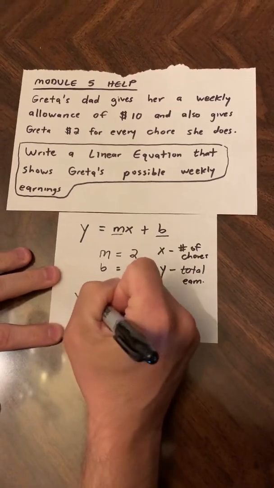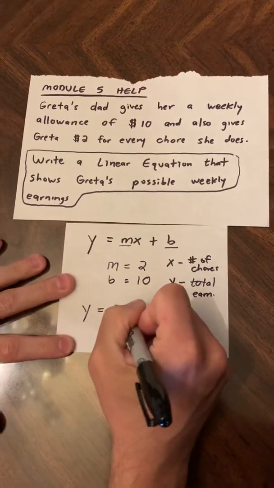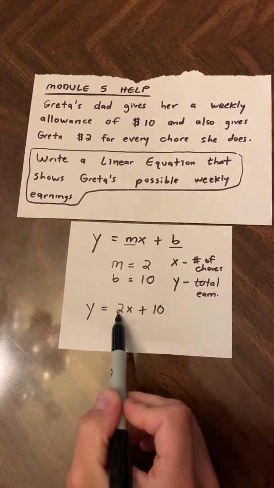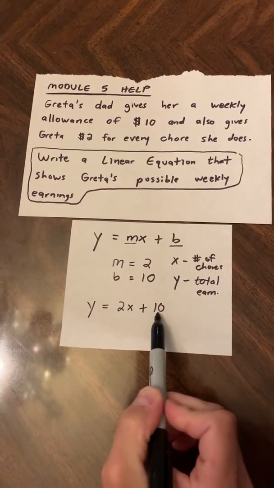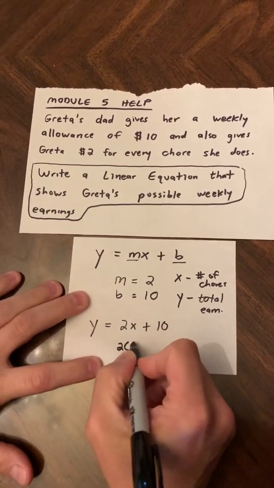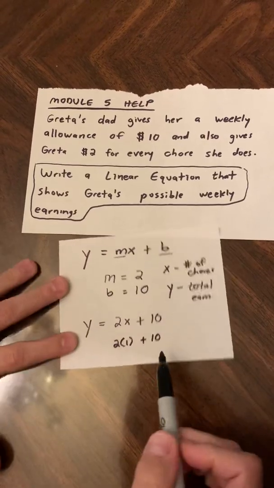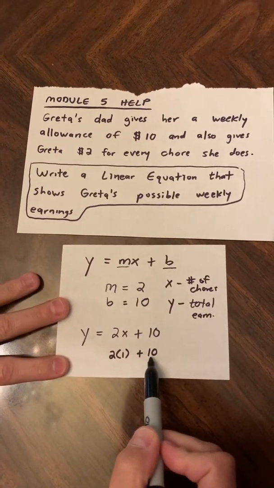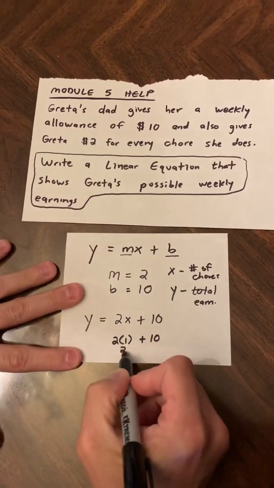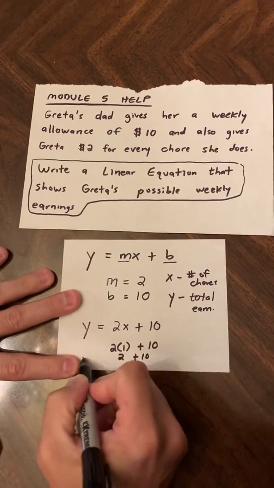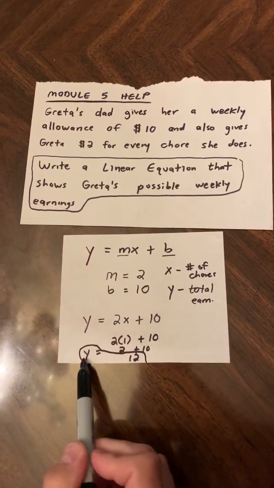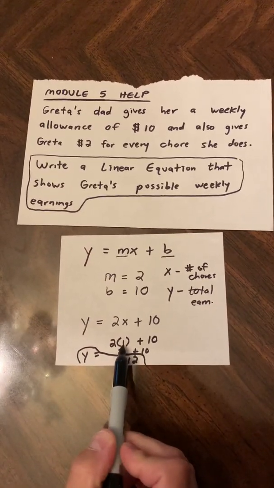So our equation for this would be y equals 2x plus 10. To make sense of that, 2 is how much money she earns for each chore, and 10 is her starting amount. If she were to do 1 chore, she would get $10, her weekly allowance, plus $2, the amount she earns per chore, so that would be 2 plus 10. That means she would earn $12 if she did 1 chore.